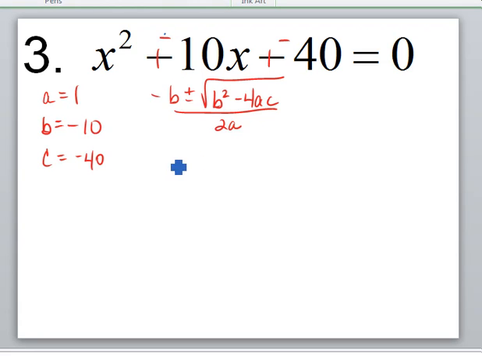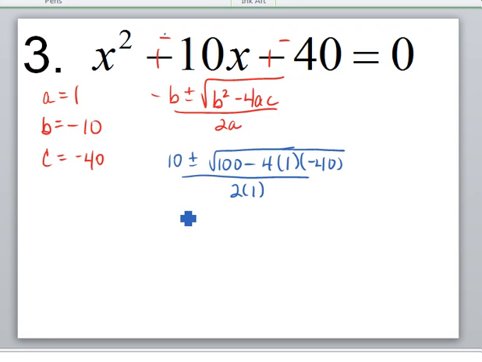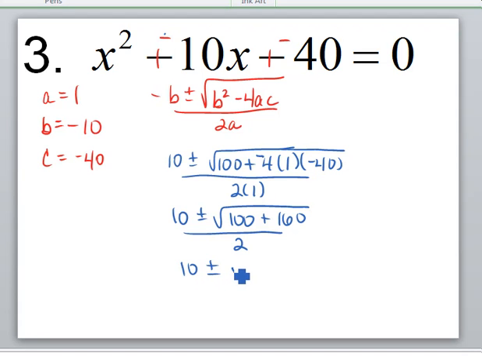Plug in your values. Negative 10 actually makes it be a positive 10. B squared is 100 minus 4 times A times C all over 2 times A. So I end up getting 10 plus or minus, this would be 100 plus the opposite here, negative 4 times negative 40 is 160, all over 2. 10 plus or minus, we get 260 all over 2.